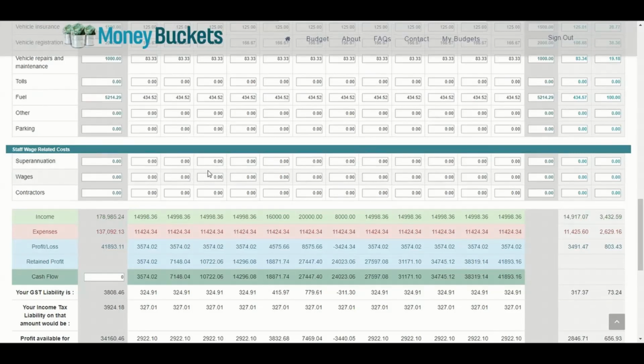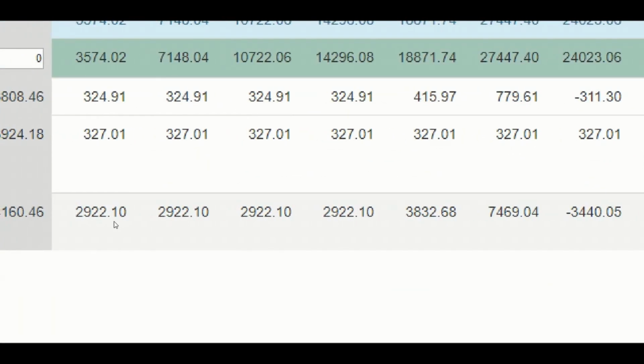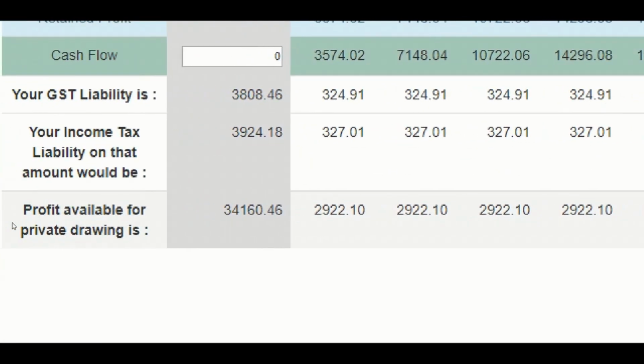The figure for staff wages is not intended for your own wages unless you put yourself into the proper PAYG payroll system. Rather, that is for when you employ people such as an apprentice or assistant and have to pay their tax and super, etc. You will see an amount of money available to draw. This is the money you can take out over into your household budget. It will have had an allowance taken out for tax.